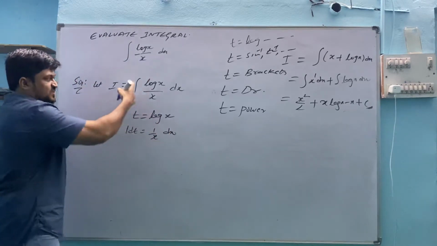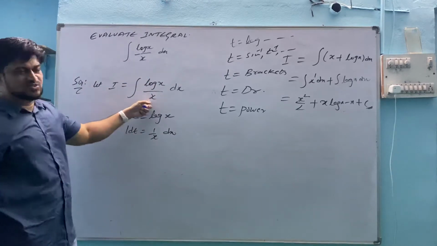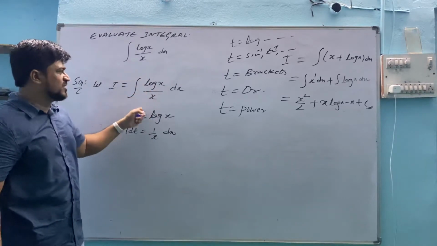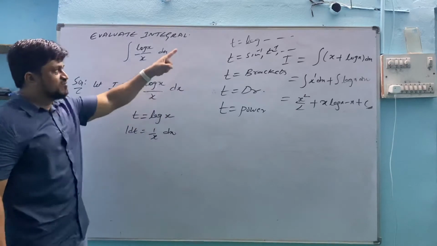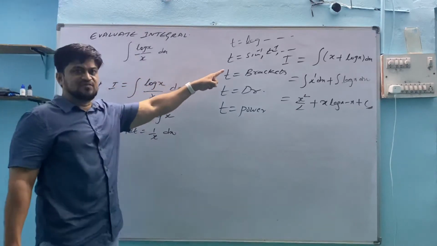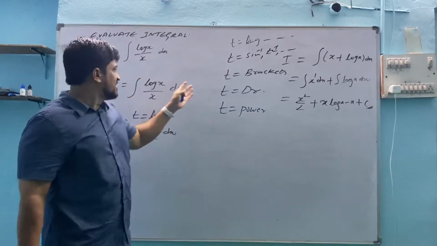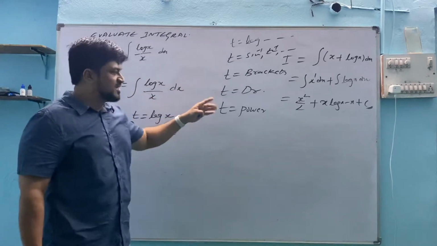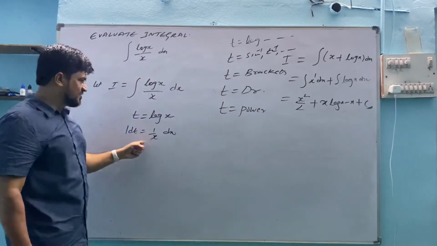When we are taking t to any value, why am I not taking x as t? Because when log x is there, no need of taking any other value as t. If log x is not there, check whether sin inverse is there or not. It is also not there. Brackets are also not there, denominators and power values. So in that way, dt.